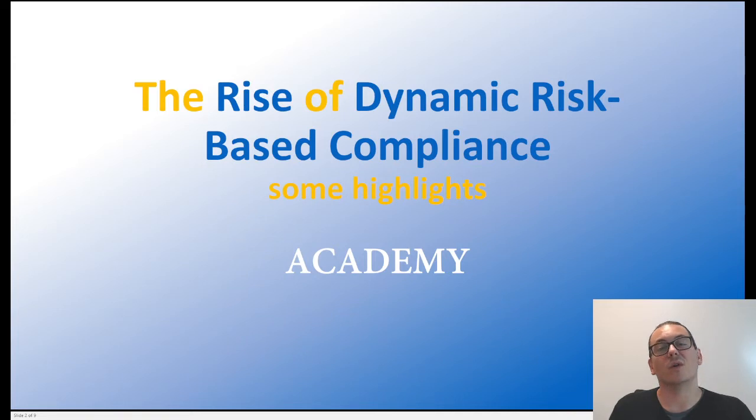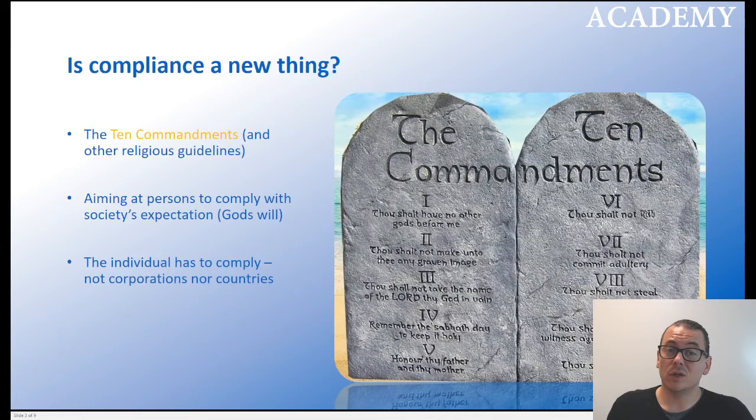In this video, I'm going to talk about the rise of dynamic risk-based compliance, or I'm going to give some highlights, historical highlights, on how we ended up here. So one of the biggest written compliance evolvements that have happened throughout time was the 10 Commandments, or any commandments by any religion. Because what these commandments did was they forced people to reflect on behavior and see if they complied with the commandments. So the 10 Commandments was religious guidelines on how to be a good Christian.